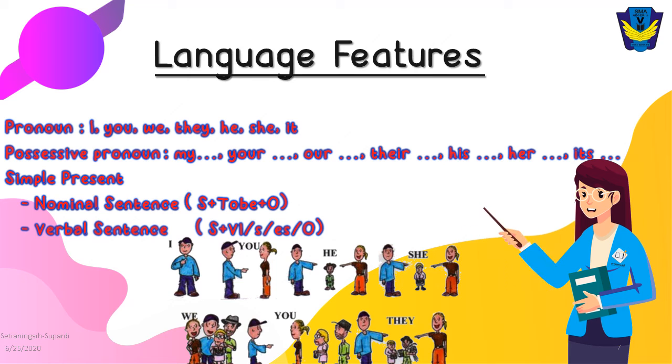You can use a possessive pronoun followed by a noun, like my book, your friend, something like that. And simple present is a sentence used in your conversation. For simple present, we know that there are two kinds of sentence: nominal sentence and verbal sentence. For nominal sentence, there is subject plus to be plus object. Verbal is subject plus verb 1, with verb 1 added by s or es, and object. For each of these kinds of sentence, you have to make other types: positive, negative, and interrogative.